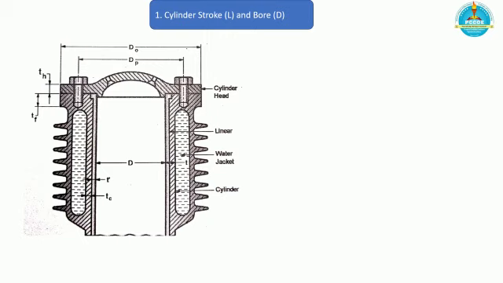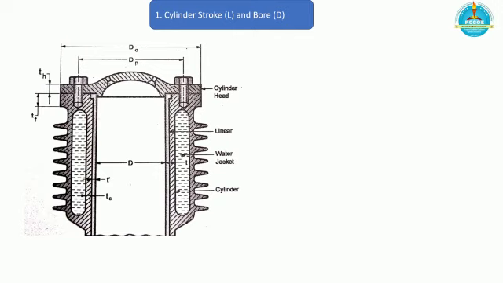In the figure you can see a dry liner type cylinder, inside having an inside diameter, bore diameter capital D, and you can see that the water jacket is separated by a liner. We need to calculate the thickness of liner later on.